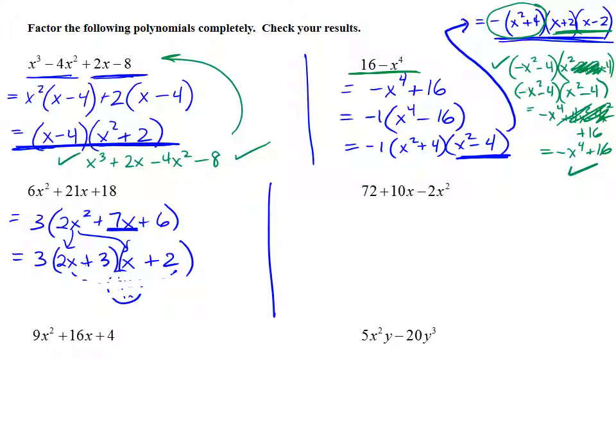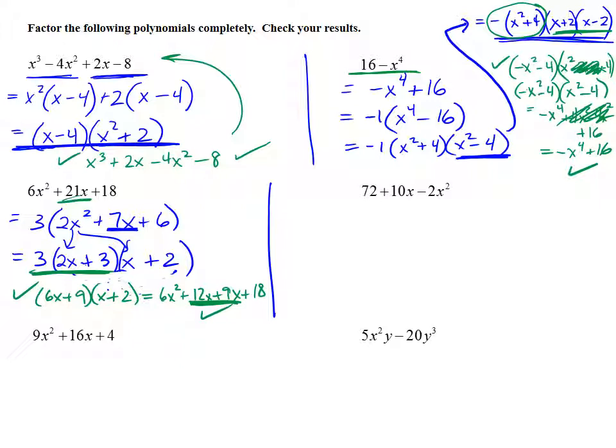So I can't factor anything further in the trinomial because my x's aren't squared any longer. So at this point, we just check. Multiply the 3 into the 2x plus 3, so I get 6x plus 9, and then multiply that by foiling to x plus 2. So I get 6x squared plus 12x plus 9x plus 18 when I foil. 12x plus 9x is 21x. That's where I started, so that looks good.